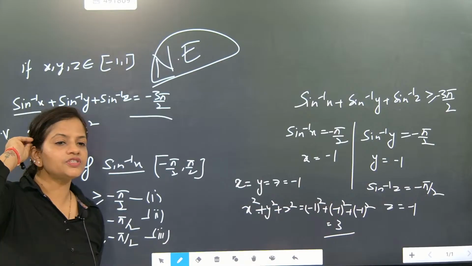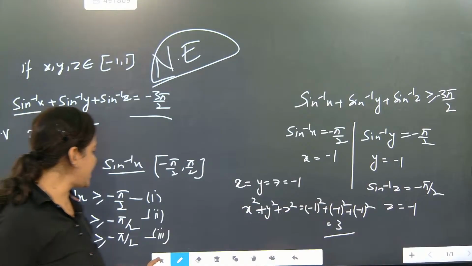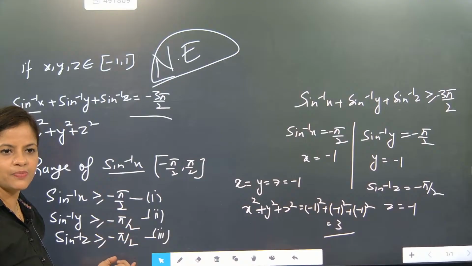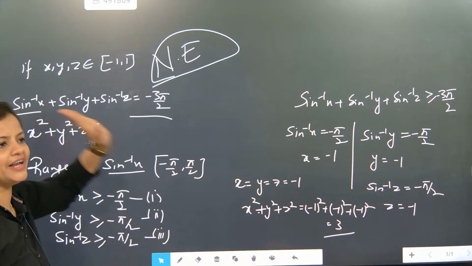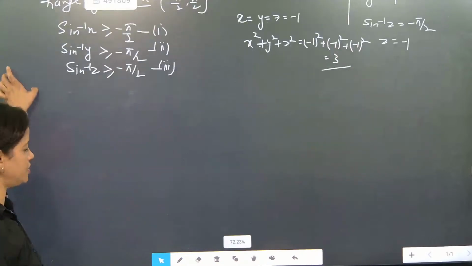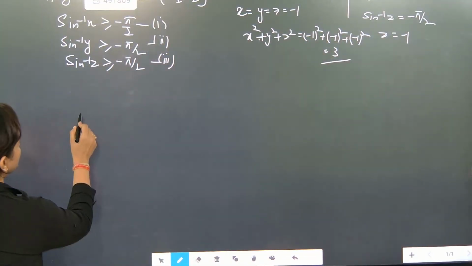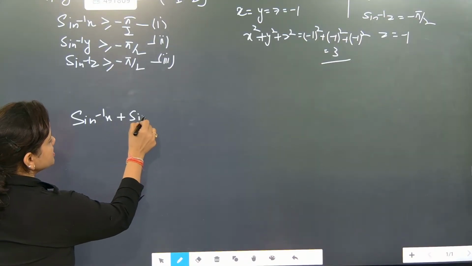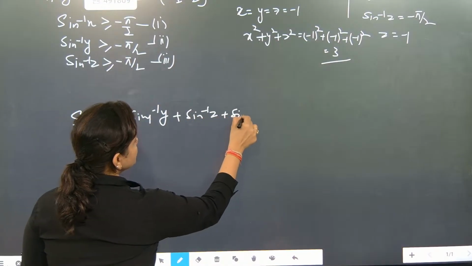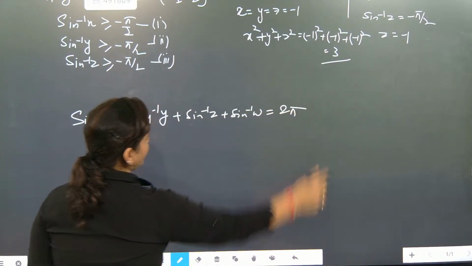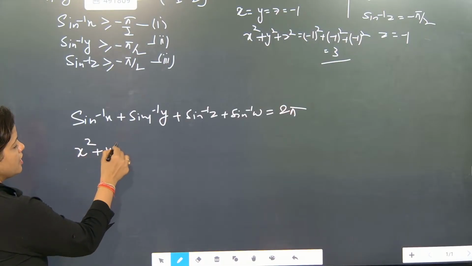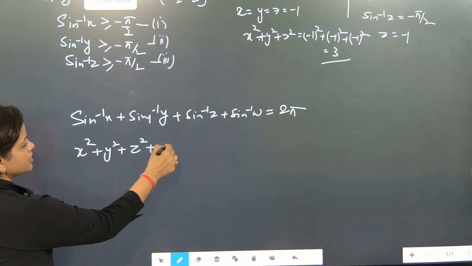See, if a question like this comes, how are we going to attempt it, in any format? Here it was minus, so we distributed as minus pi by 2, minus pi by 2 and minus pi by 2, and then we added. Now, if this type of question comes, I'm giving you another format: sine inverse x plus sine inverse y plus sine inverse z plus sine inverse w is equal to 2 pi. Understood? Then what is the value of x square plus y square plus z square plus w square?